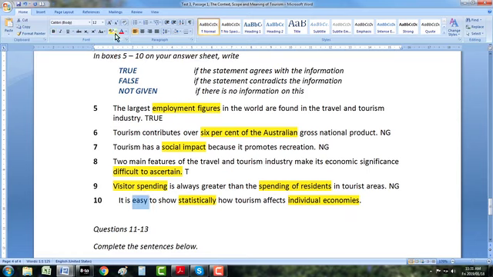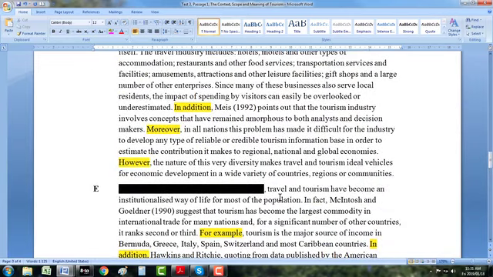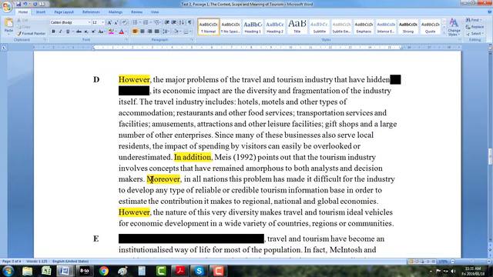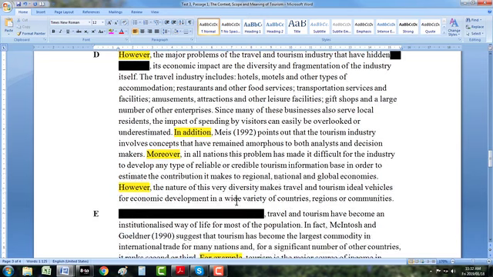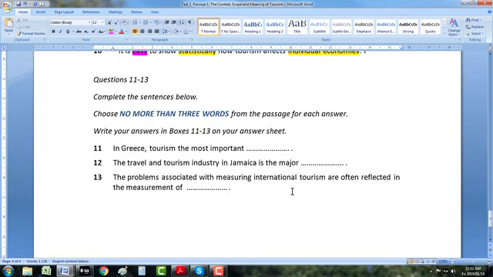It is easy to show statistically. That's probably our target language there. Just going to highlight some target language. It's easy to show statistically how tourism affects individual economies. So we want something about statistics, that's numbers or data, and economies. Statistics, statistics, statistics. And it's in this point over here. Difficult for the industry to develop reliable information. There's our statistics. It's about the information in order to estimate contribution to the individual economies, the regional, national, global. So there's our target language. But anyway, I know one of these needs to be false sometimes, so we've got a false over there. Easy versus difficult.